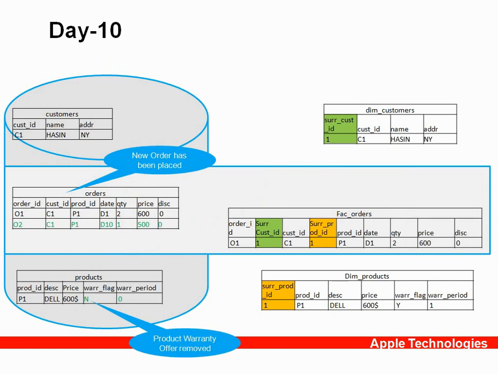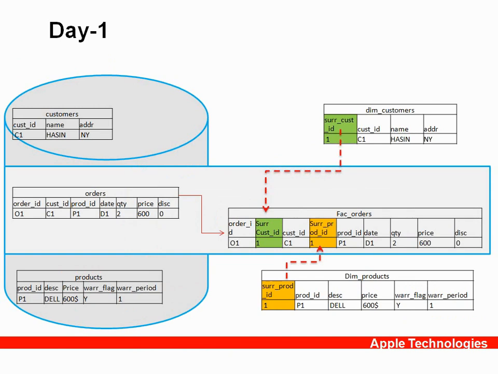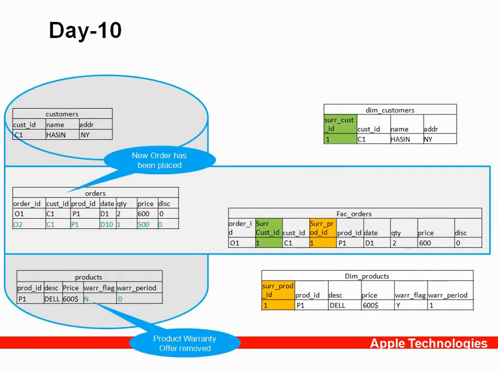After 10 days, what happened? Previously we have one product and one customer. You placed one order, fine. After 10 days, you went to the online website and searched, again planning to buy the same laptop. What have these guys done? Previously, they gave a 1 year warranty for the Dell laptop. Now they removed the warranty because of some reason. Now when I go and search on the website, it says that for this laptop there is no warranty.